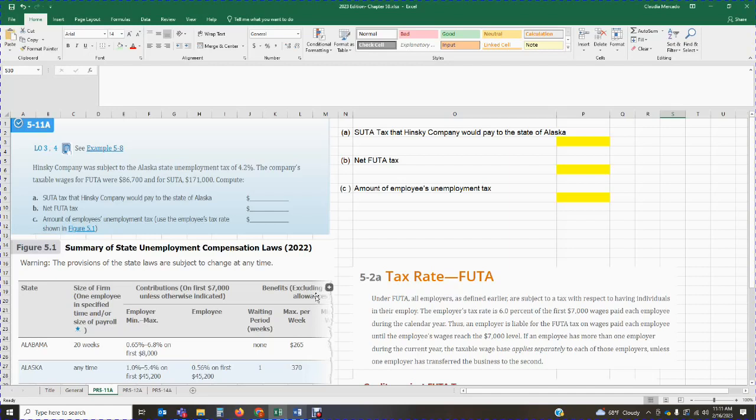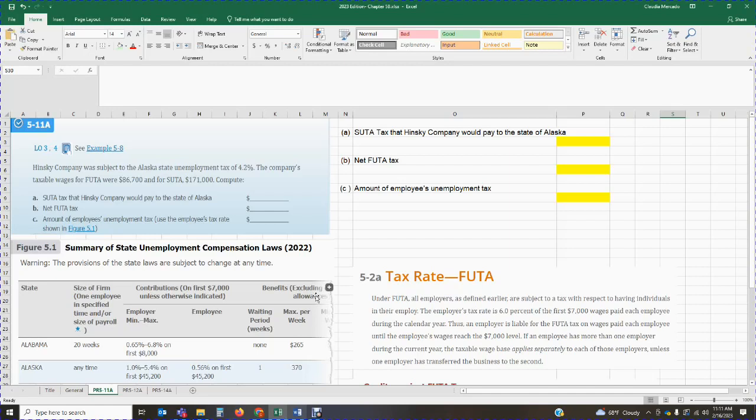So FUTA tax is only paid by the employer, on the first $7,000 of earnings. SUTA is paid by the employer as well, with the limitation that there are some states that also require employees to pay the SUTA tax. There is a summary of the laws by state in your book that explains and highlights which states require that employees contribute into the SUTA tax as well.